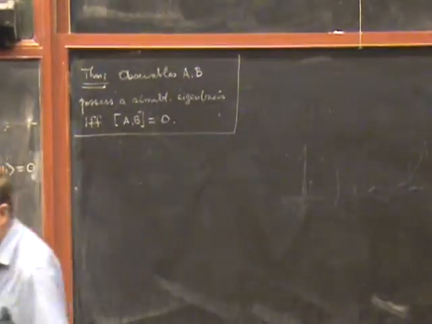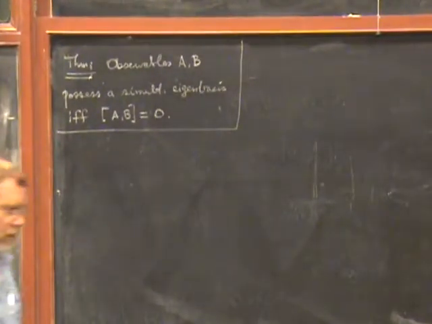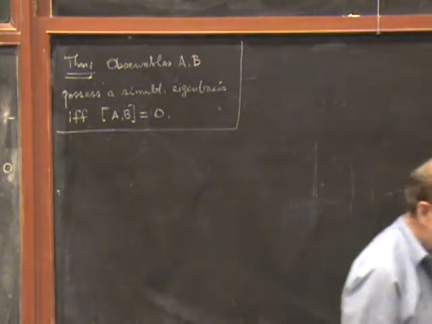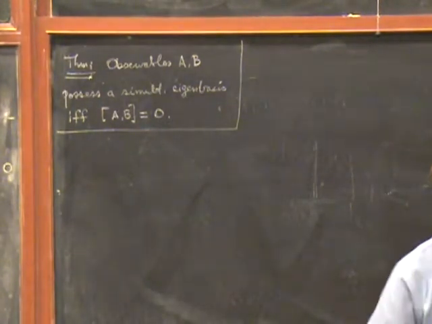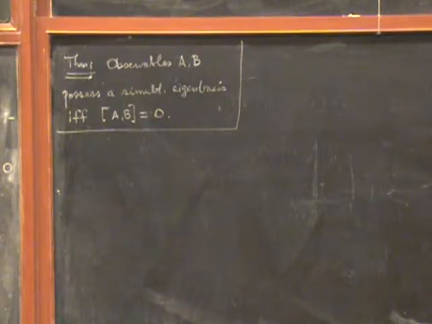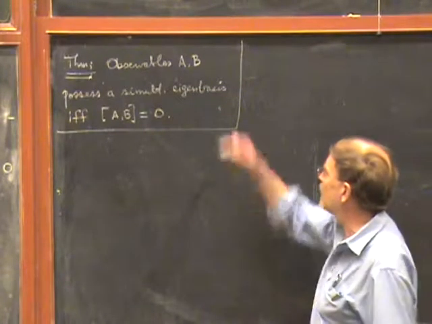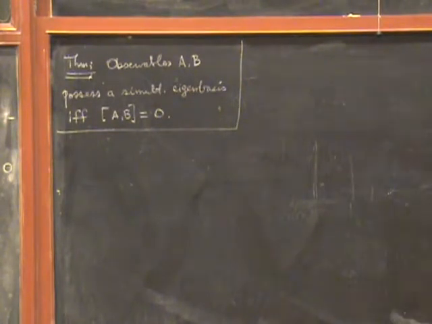Now, an eigenbasis, as I mentioned earlier, is a basis which consists of eigenvectors, or eigenkets, of a given operator. By a simultaneous eigenbasis I mean a basis of eigenkets of both operators A and B simultaneously. So every eigenvector is an eigenvector of both A and B. How do we see that this is true?